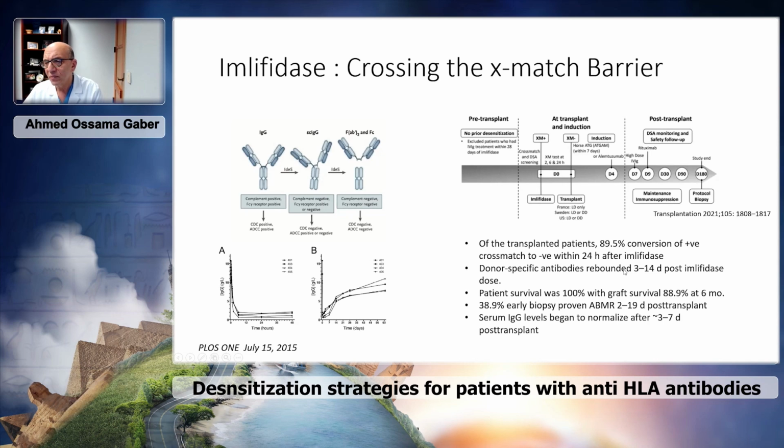In 90% of the patients, 9 out of 10, you give them the drug, their antibodies disappear, and they become negative cross-match. The problem is the donor-specific antibody rebound, on days 3 and 4 to 8. They had excellent patient and graft survival, but 40% of the patients have antibody-mediated rejection when the antibodies rebound. So you can't use it for everybody.